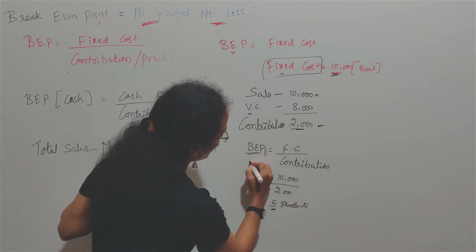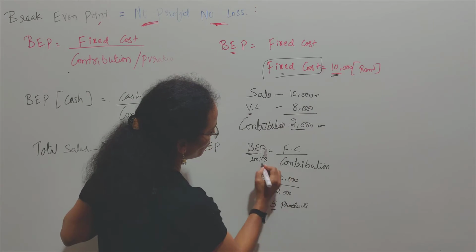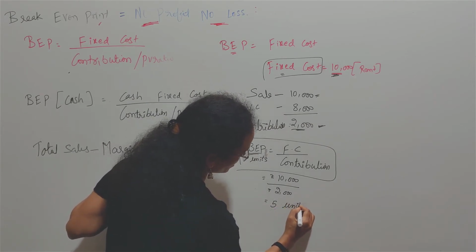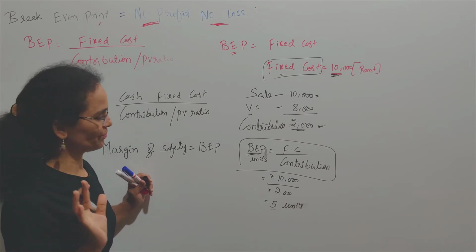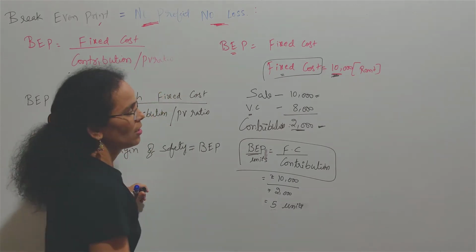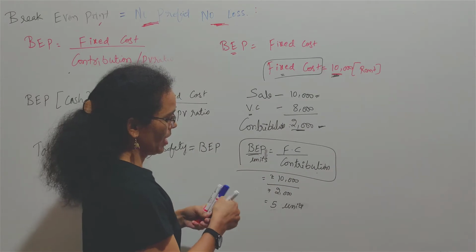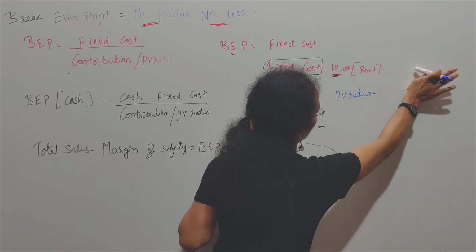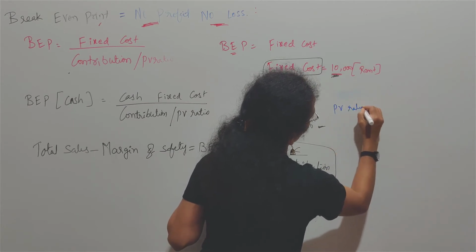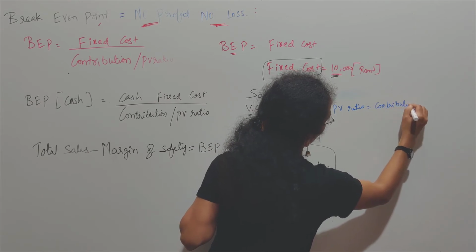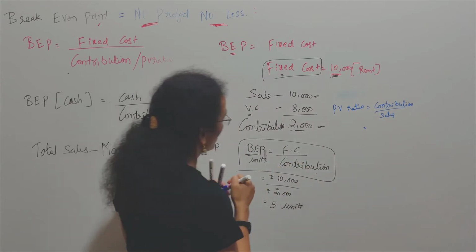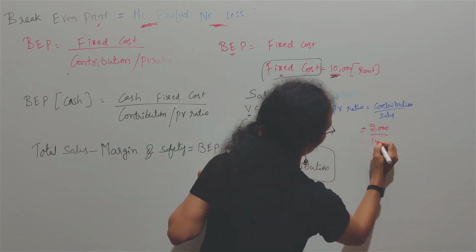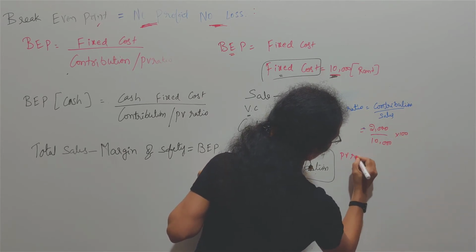If I ask you what is the break-even point in units, this is the formula: fixed cost divided by contribution, that is 5 units. If I sell 5 units in the market, that is my break-even point. I am losing nothing, I am gaining nothing. This is the break-even point formula. Then what is PV ratio? PV ratio is equal to contribution divided by sales. The contribution I am getting is 2,000 rupees by selling a pen at 10,000 rupees, into 100. That is PV ratio, 20%.